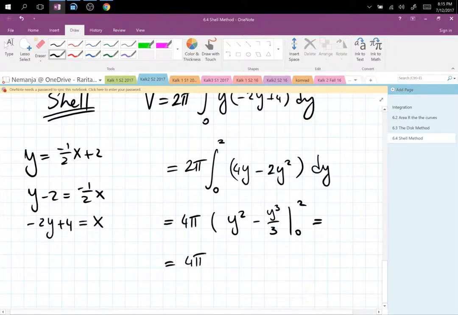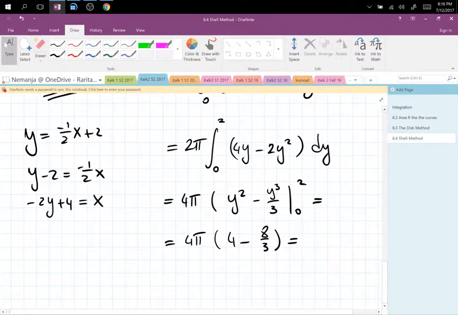4 pi, and then I get 4 minus 8/3. And then we don't worry about zeros. So that's 12, that's 4, 16/3. Nice. Awesome. When you do the common denominator, this is 12. 12 minus 8 is 4. 4 times 4 is 16 pi over common denominator was 3. Okay.